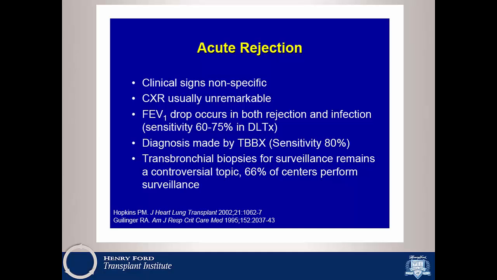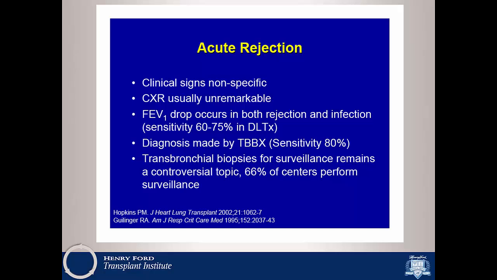We at our center, unlike all centers, do a surveillance schedule. So if the patient's feeling well, we do a biopsy the first year every 3 months, and then the second year we do it every 6 months. We know that 66% of centers do surveillance. The other centers that do not do surveillance instead wait for clinical symptoms or a decline in FEV1.